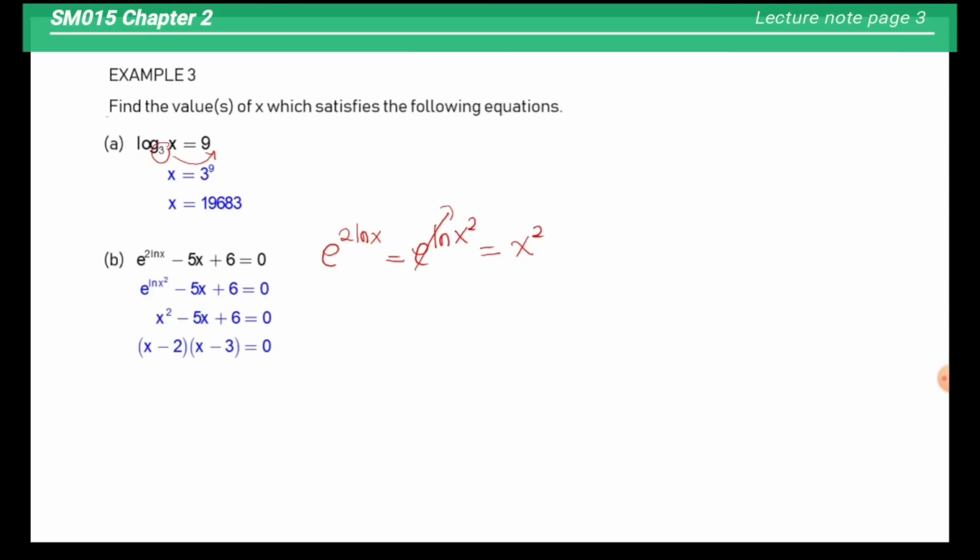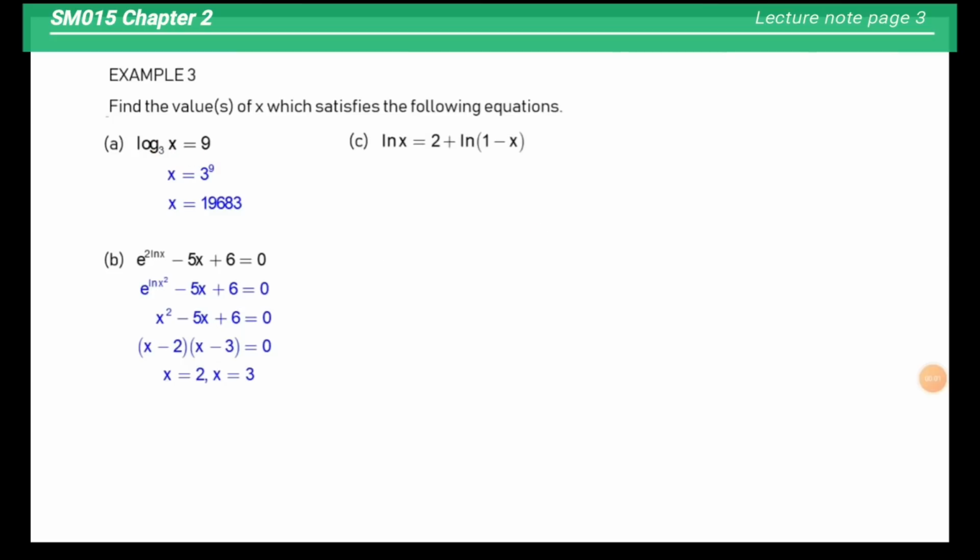Only then can you answer like this after you factorize the equation: x minus 2 times x minus 3 equal to 0. Now you can solve the equation to be x equal to 2 and x equal to 3.